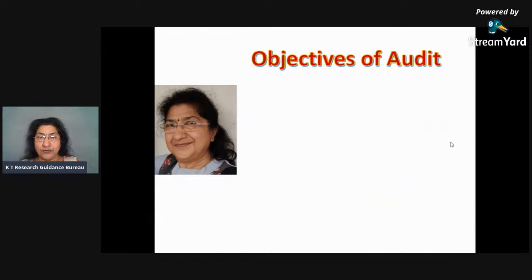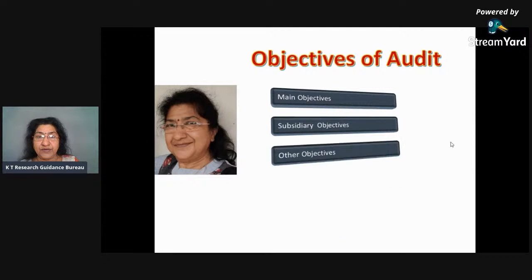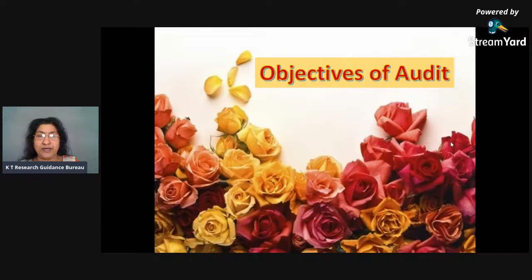Today, we are going to learn objectives of the study. These objectives we can divide into mainly three categories which we are going to understand. So let's begin with objectives of the audit. You know the simple meaning of objective. Objective, you may consider it as your goal, your intention.